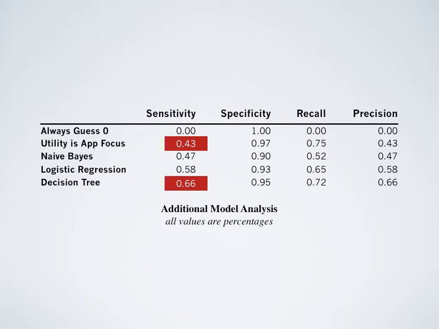But if you look at our decision tree, it has a sensitivity of 66. 66% of the time, the decision tree is able to identify important applications. That is a 53% improvement over what everyone else is using in their other forms of human-computer interaction. This made us so incredibly happy to see this type of improvement.